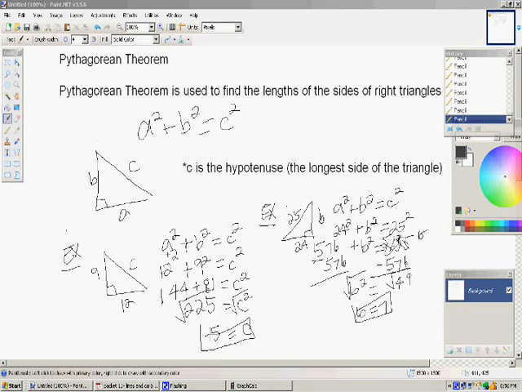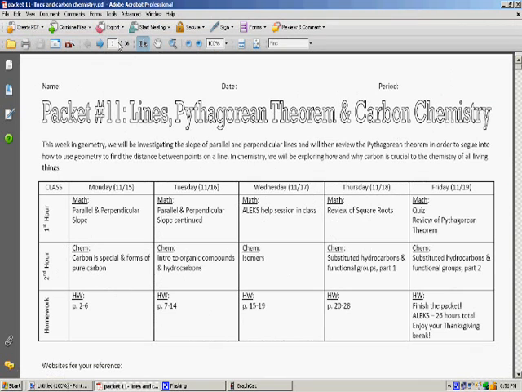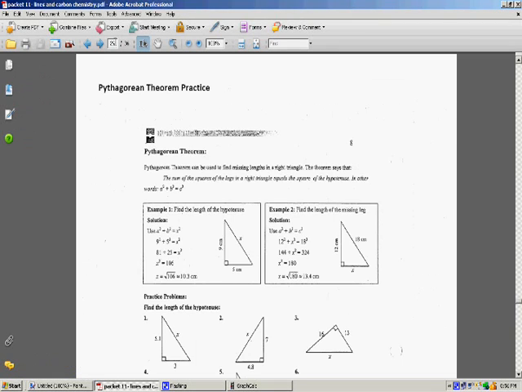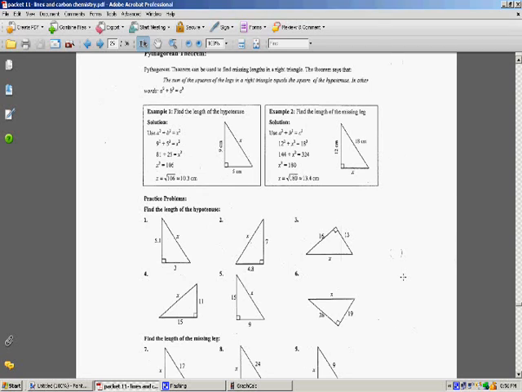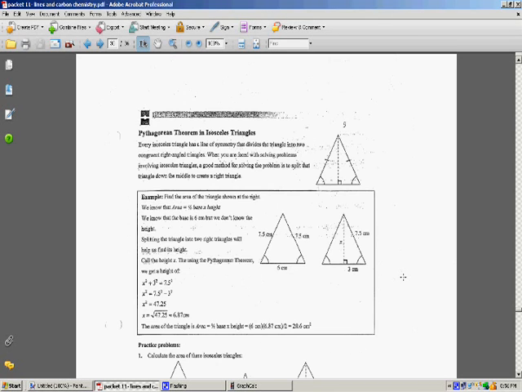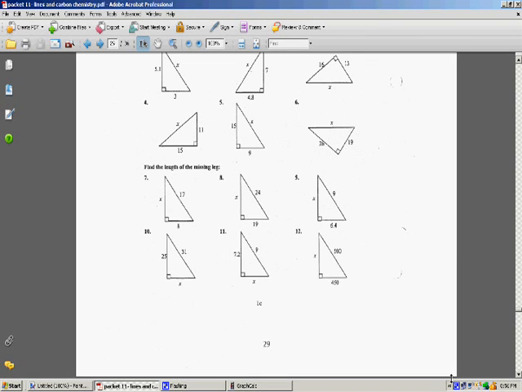Okay, so now that we've done two examples of using the Pythagorean theorem to find the lengths of the sides of right triangles, I want you to go to your packet and go to page 29, and I want you to try the problems on this page out. Okay? So go ahead and pause the video and you can do those problems and practice them.